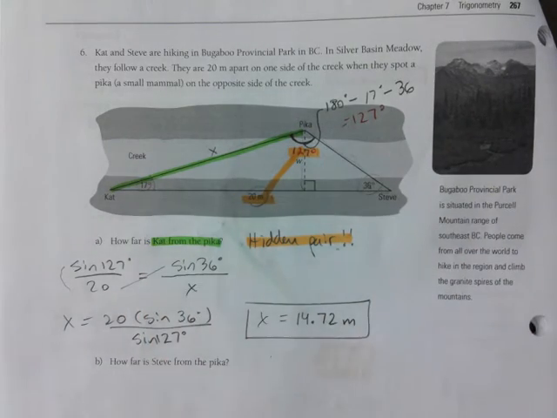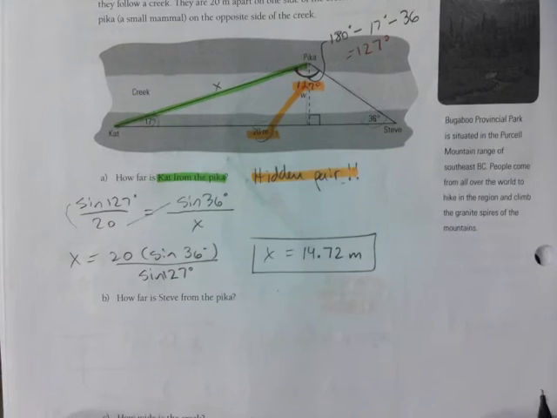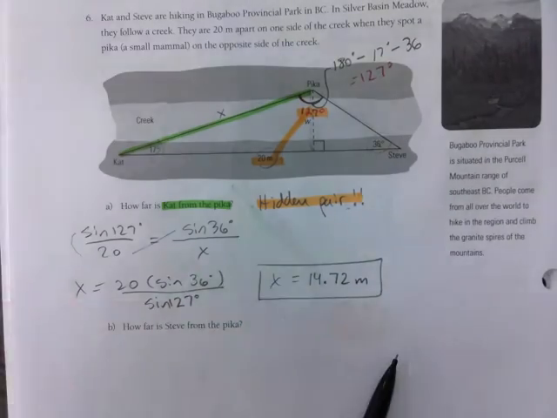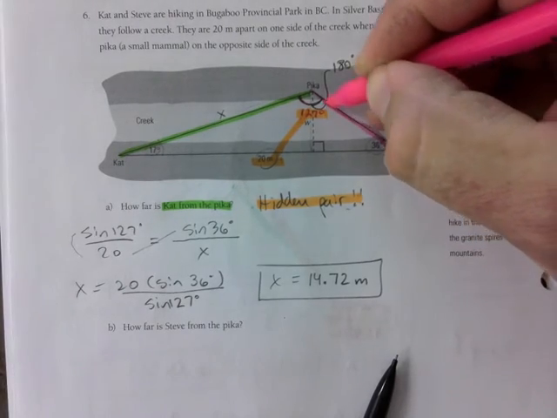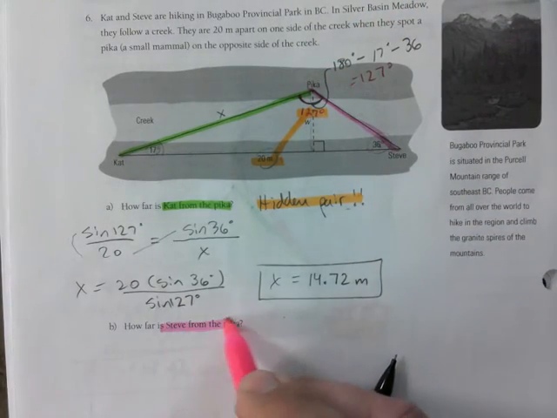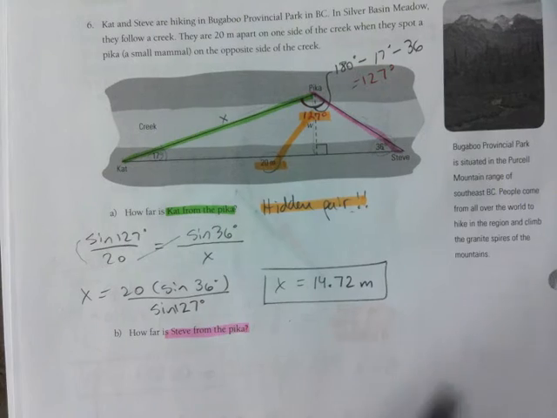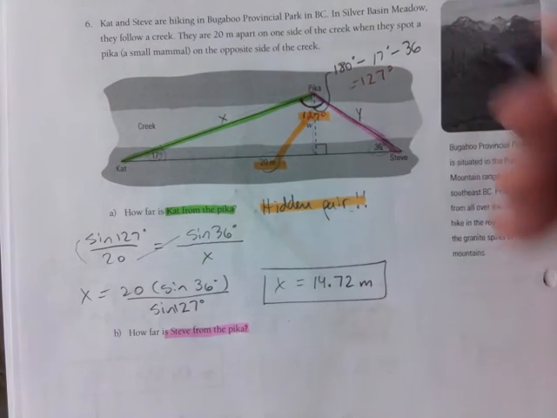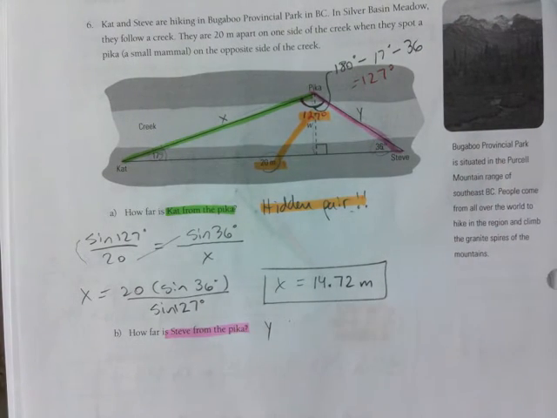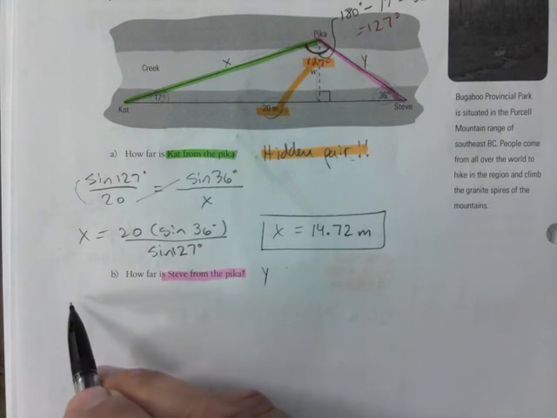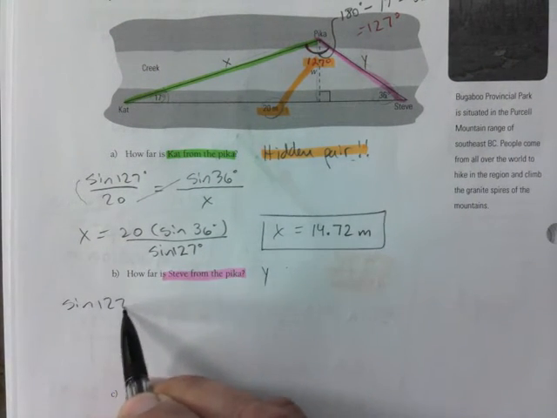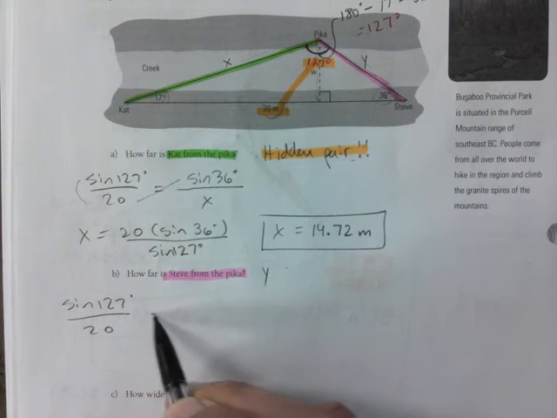Okay, next. How far is Steve from Pika? So take another highlighter if you want. That's the one they're after. What are we going to call that? Y. Okay, we're going to call that Y. Can I use the same pair? Go for it. Once you have it, you have it.